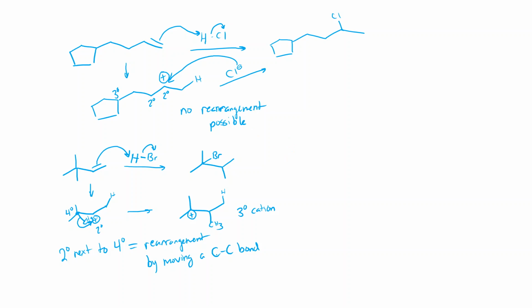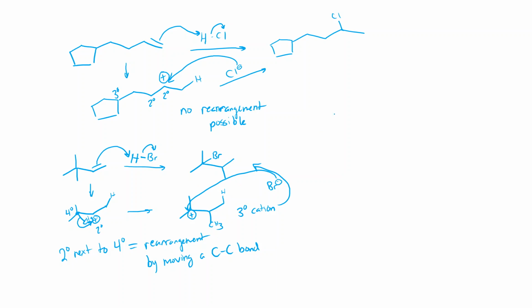And then, of course, from here, you bring in your conjugate base, your Br minus that we generated in the first step comes and attacks that carbocation, right? Adds a bromine to that position. That's how we get our final product.